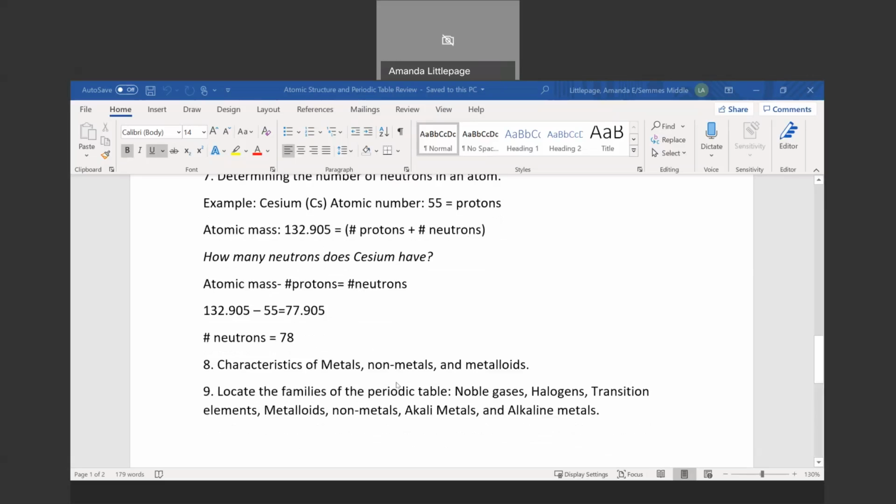The last couple of examples here are characteristics of metals, nonmetals, and metalloids, and I'm going to quickly go over that with you.